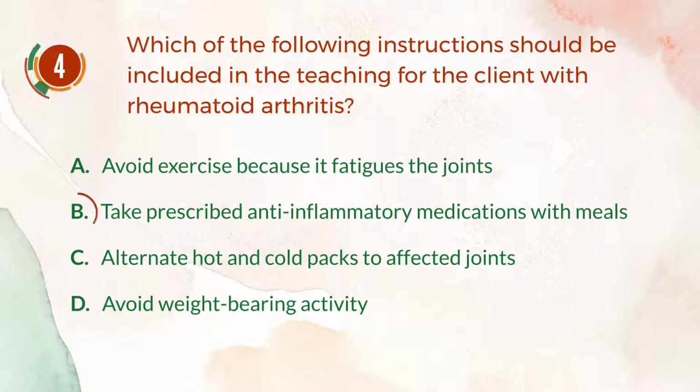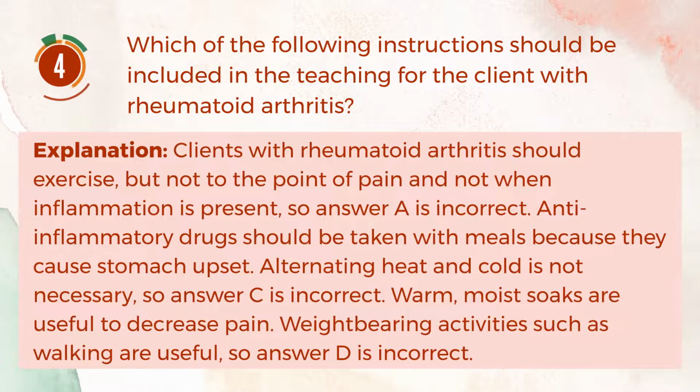The correct answer is B. Take prescribed anti-inflammatory medications with meals. Explanation. Clients with rheumatoid arthritis should exercise, but not to the point of pain, and not when inflammation is present, so answer A is incorrect. Anti-inflammatory drugs should be taken with meals because they cause stomach upset. Alternating heat and cold is not necessary, so answer C is incorrect. Warm, moist soaks are useful to decrease pain. Weight-bearing activities such as walking are useful, so answer D is incorrect.